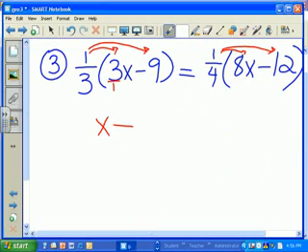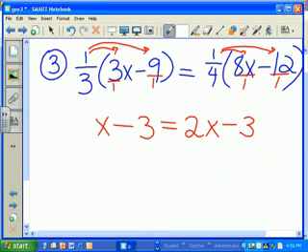x minus, what is a third of 9? 1 over 3 times 9 over 1 is 9 over 3, which is 3, equals, what is a fourth of 8? 2x minus, what is a fourth of 12? So these are both over 1 again. 12 over 4 is 3.